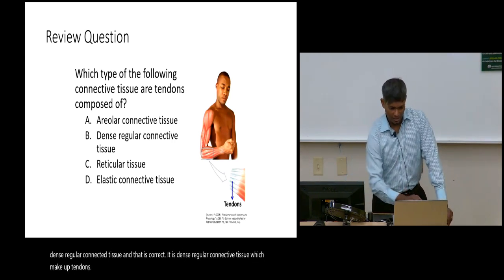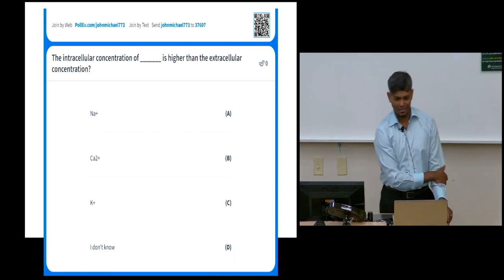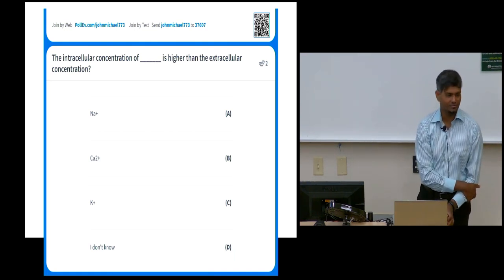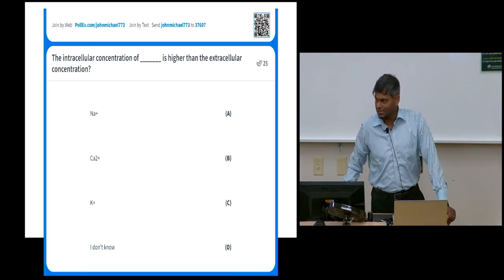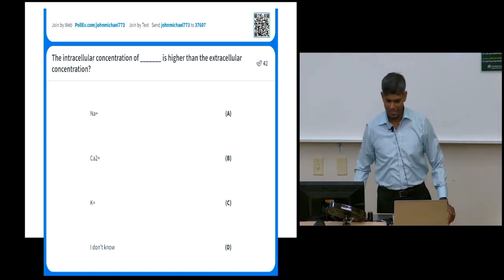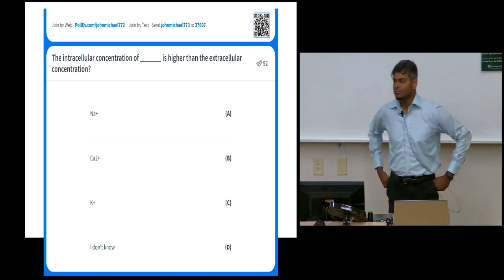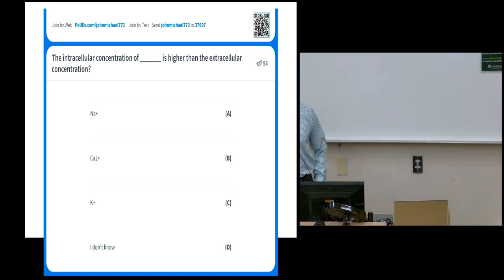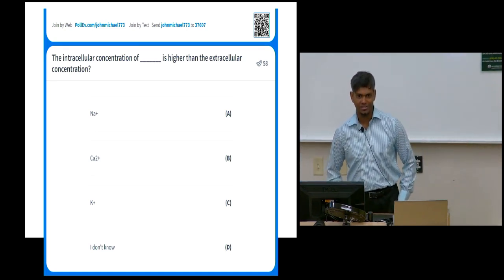Okay, here's another question. You may want to talk to your TAs for this. The intracellular concentration of blank is higher than the extracellular concentration. So this would be the case in both muscles and in nerves as well. So I hope you're able to answer this question. Is it sodium ions, calcium ions, potassium ions? Which one would have a higher intracellular concentration? If you want a hint, think about the action potential and what happens during the various phases of the action potential, and that should give you an idea.